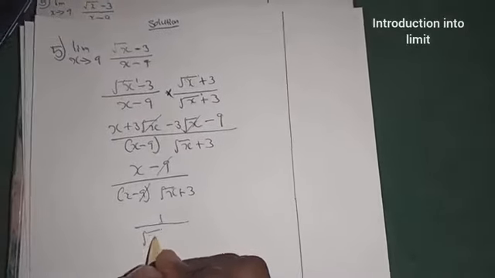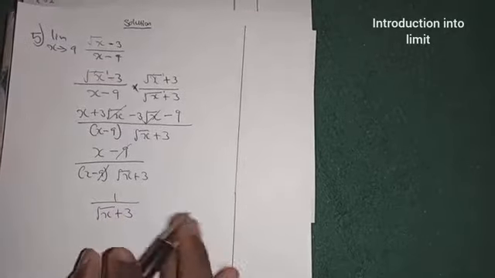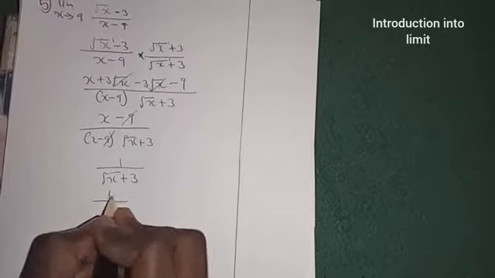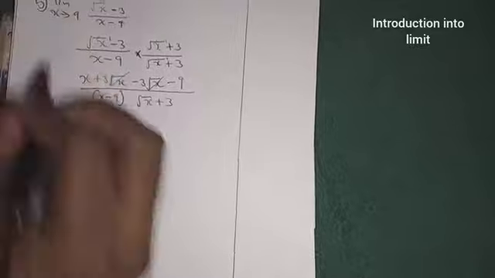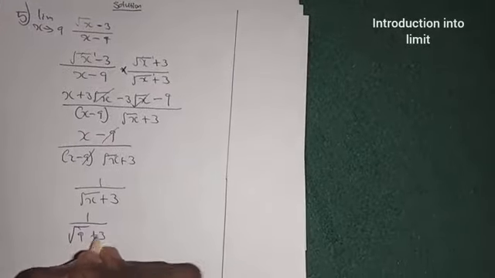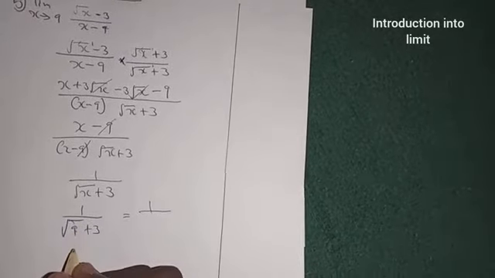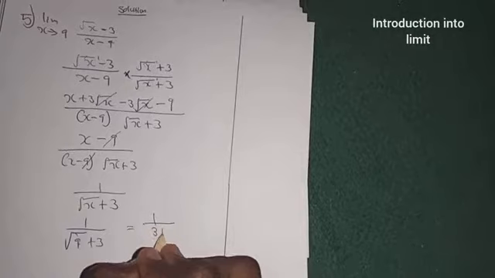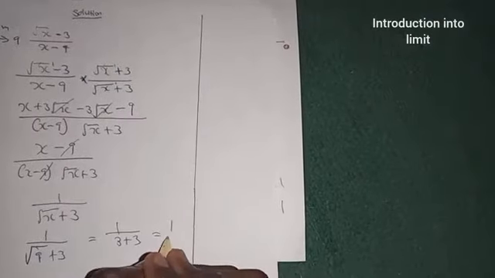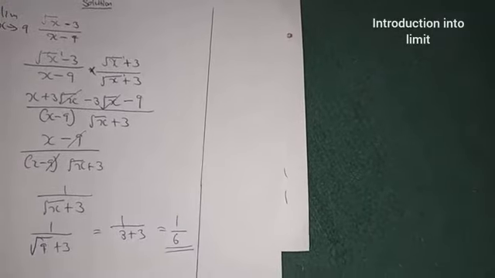So then this will be 1 all over square root of x plus 3. And the next thing is 1 all over, what is our value of x? Our value of x is 9. Square root of what? Of 9 plus 3. And square root of 9 is what? Square root of 9 is 3. You punch this in your calculator, and this will give you 3 plus 3, which equals 1 all over 6.